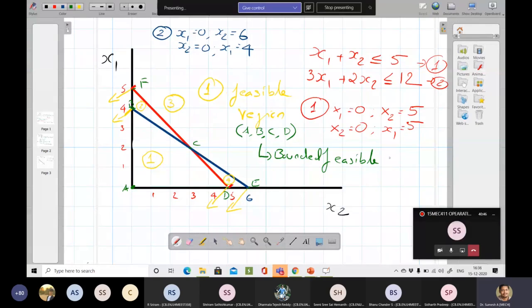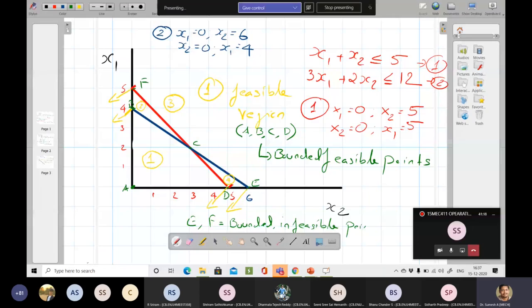Okay, they are also called bounded feasible points. And points E and F, though they are bounded by the constraints, are infeasible points. Now you will have the coordinates for A.